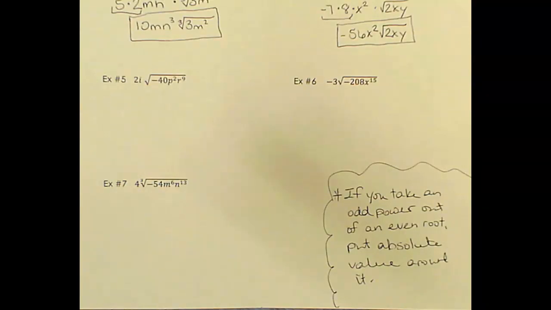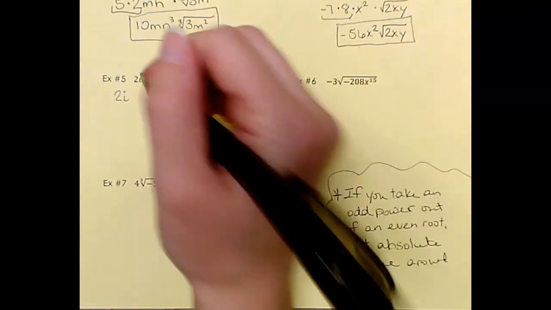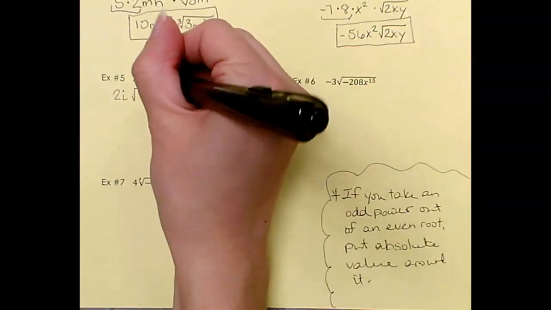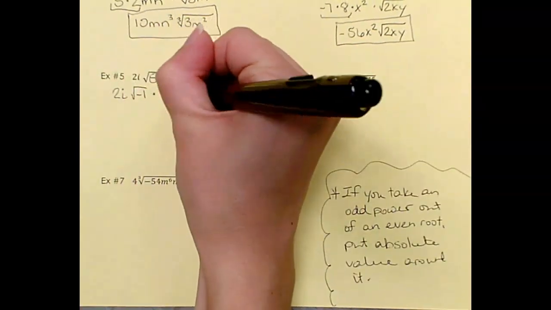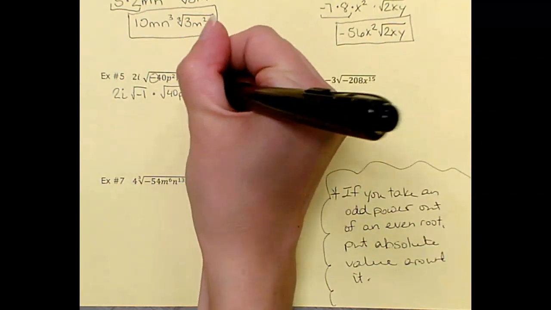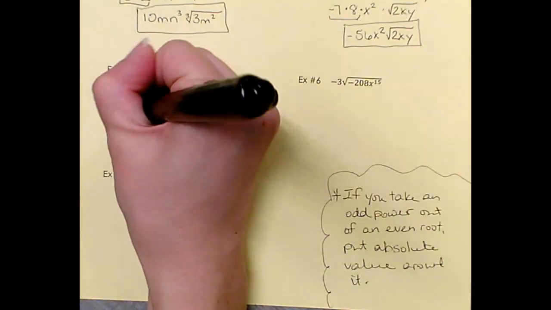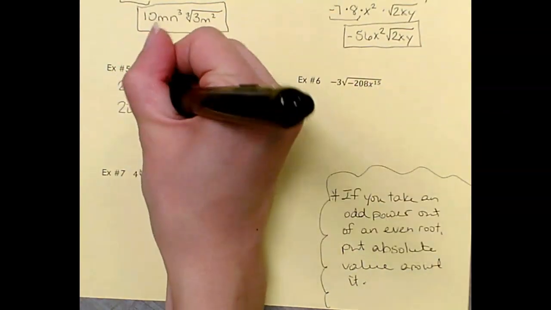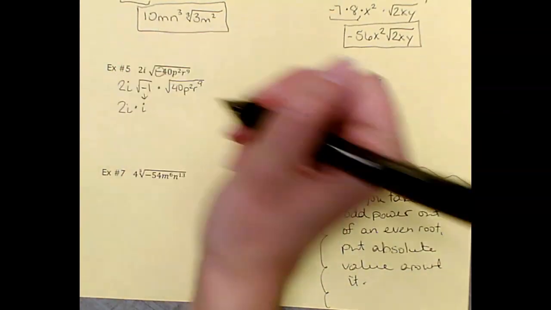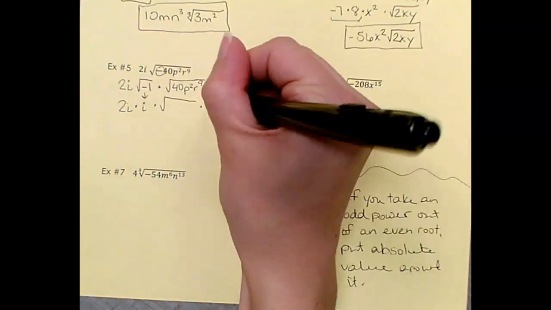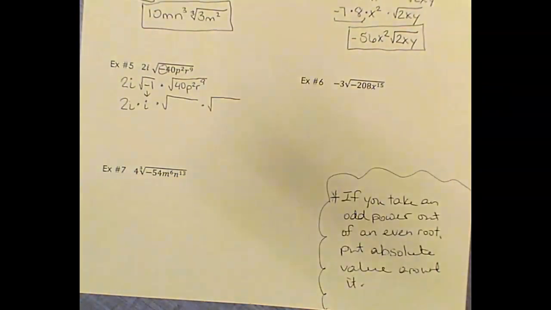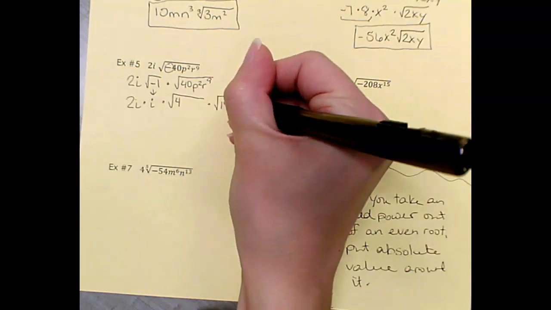So in example 5, 2i is still here. I am going to go ahead and take out my imaginary component, and then everything else is 40 p squared r to the power of 9. So I have 2i times the square root of -1, which is another i, times my perfect squares and my leftovers. So 40 can be divided into 4 and 10. 4 is a perfect square, 10 is not.